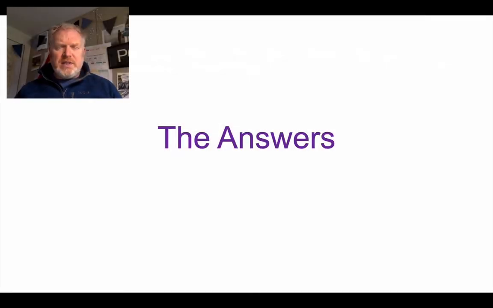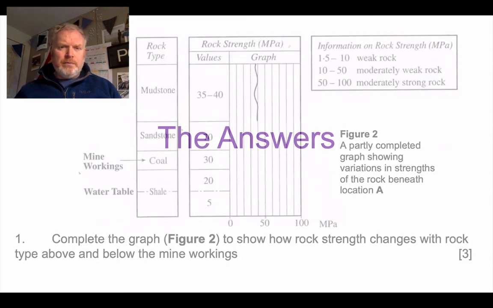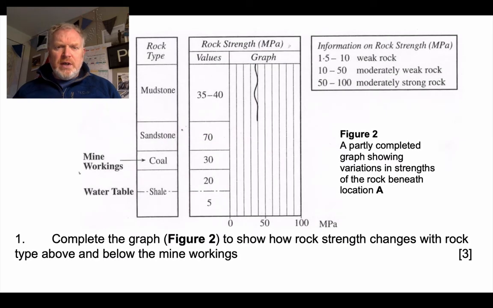Okay then, let's see what you've found. So the first question asks you to fill in the graph. A really straightforward question. Should be some very easy marks to pick up here. Give yourself a mark if you've got the very low value in the shale. Another mark then if you've jumped up into the coal. The third mark then is for showing the very high value in the sandstone. Easy marks.